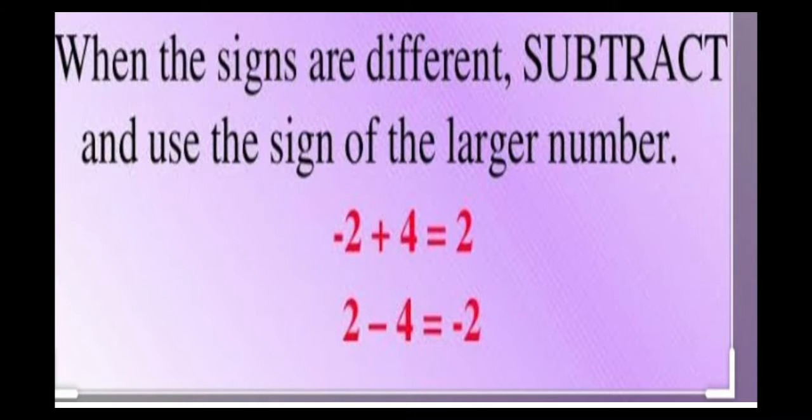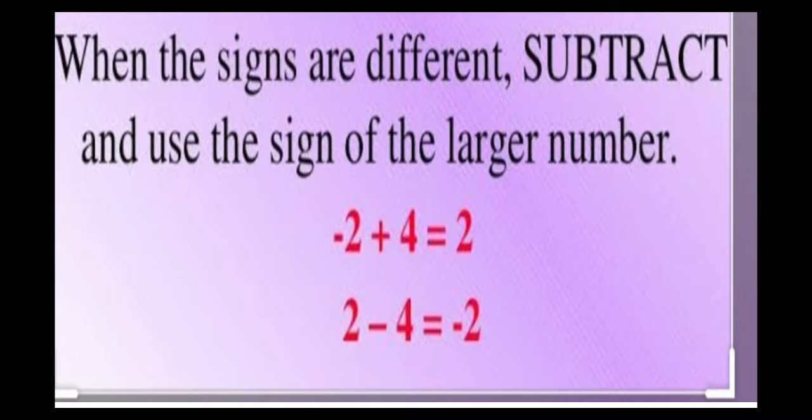Now the next rule is when the signs are different, subtract and use the sign of the larger number. So there are always 3 categories. The first is both positive, positive. The next is both negative, negative. That we have already solved in rule number 1. Now the next possibility is that one can be a positive integer and the other can be a negative integer when we are adding. So what are we going to do when such a possibility arises?